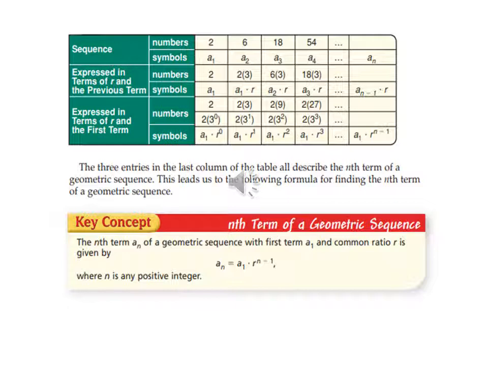Expressed in terms of r: 2 multiplied by 3 to the power 0, 2 multiplied by 3 to the power 1, 2 multiplied by 3 to the power 2, 2 multiplied by 3 to the power 3. In symbols, A sub 1 multiplied by r to the power 0, A sub 1 multiplied by r to the power 1, A sub 1 multiplied by r to the power 2, A sub 1 multiplied by r to the power 3, A sub 1 multiplied by r to the power n minus 1. This is very important. The three entries in the last column, A sub n minus 1 multiplied by r and A sub 1 multiplied by r to the power n minus 1, all describe the nth term of a geometric sequence.